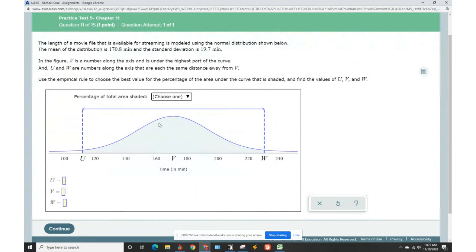But let's go through with this. Right smack in the middle is the main part of your hump, which should be the mean. They give you that right there, so we can put that in right away. All right, that's the mean. That's what it is, smack dab in the middle.